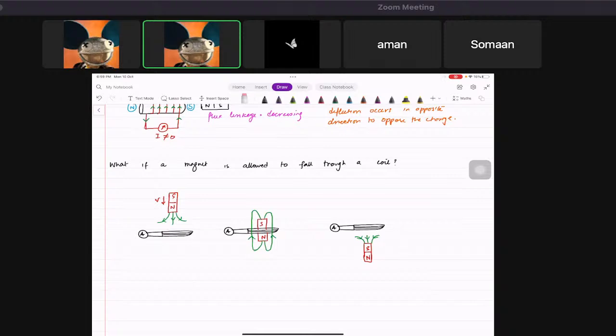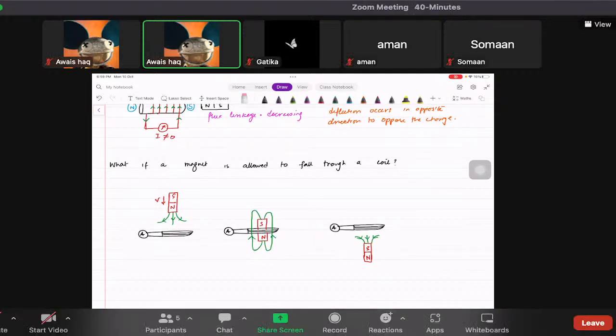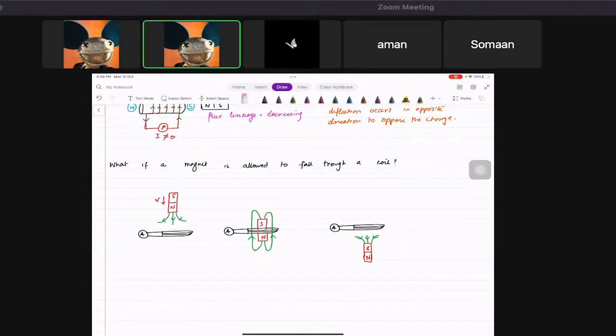Now check this out. When the magnet is falling towards the coil, what would you expect to see? Like the magnet is falling from top to bottom. So in the first one, what will be the pole that would be created on the top of the coil? What do you guys say? North. North and south here. Very good. So that would cause the current to go in this direction. So suppose the deflection is like this.